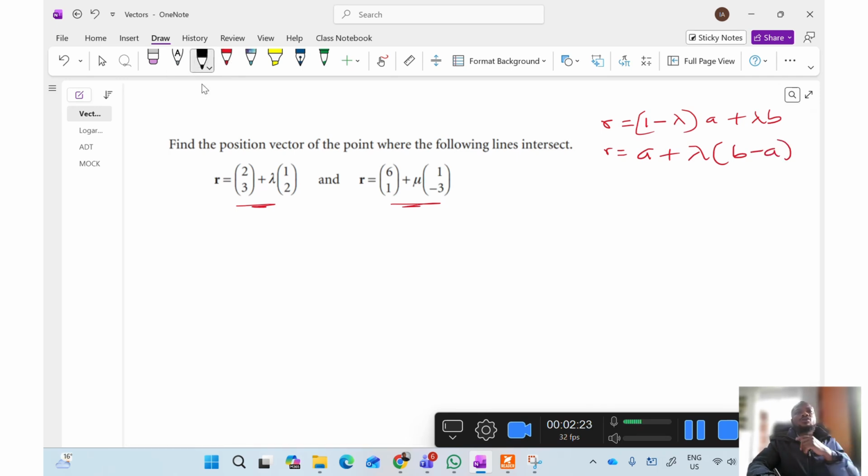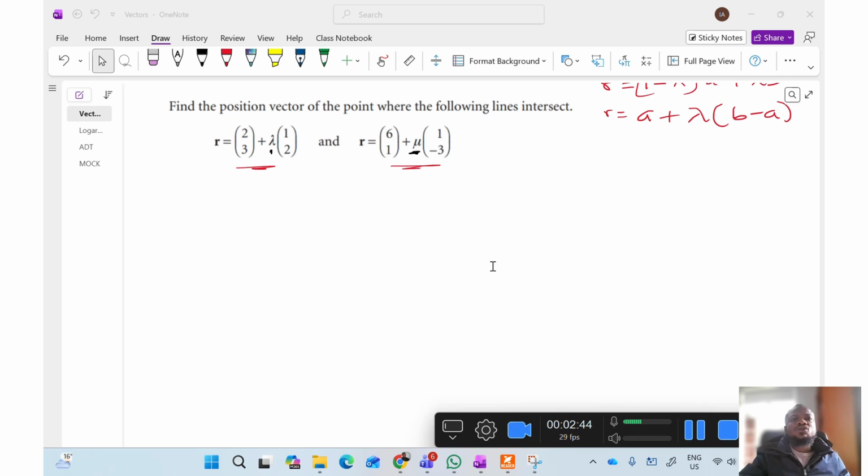I hope you are not confused about why we now have this other letter here, mu. Because these are two different lines, we use two different symbols for the two lines: lambda for the first line, then mu for the second line. I hope this is understood. Since the question says you should find the position vector of the point where the lines intersect, that means the lines intersect. Do you understand?